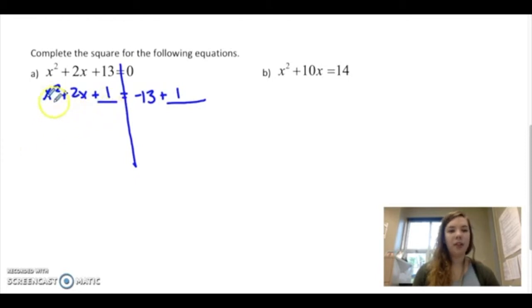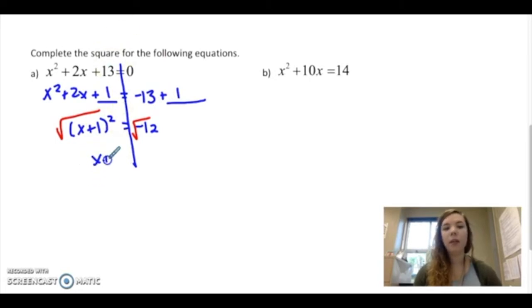So if I factor this side, I would have x plus 1 squared equals negative 12. Now, if I try to square root this, I'm not going to have any real solutions. So there are solutions that you'll learn about later on, to negative square roots. They're called imaginary numbers. But for now, we have no real solutions, so this is not possible. So we'll just say no real solutions.